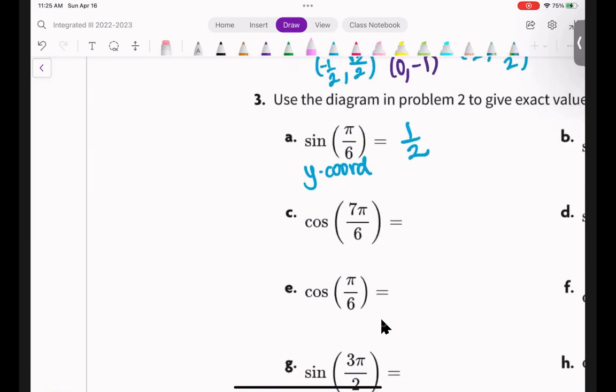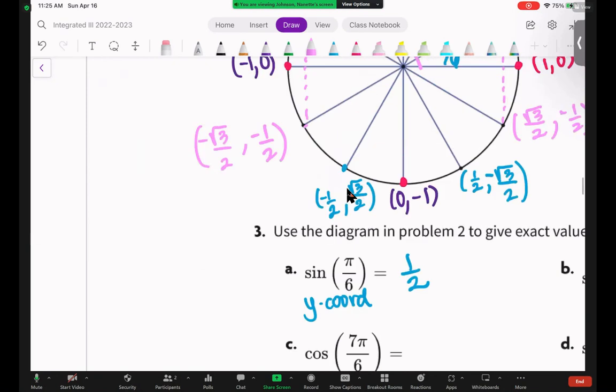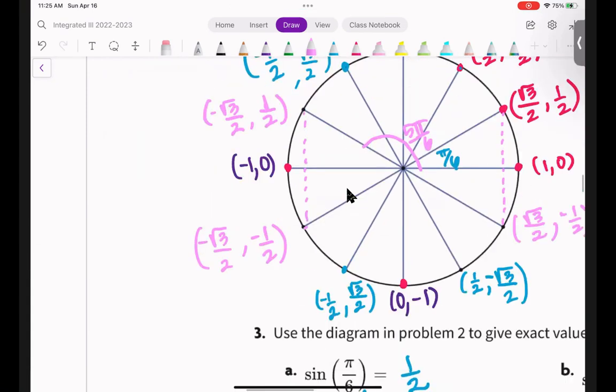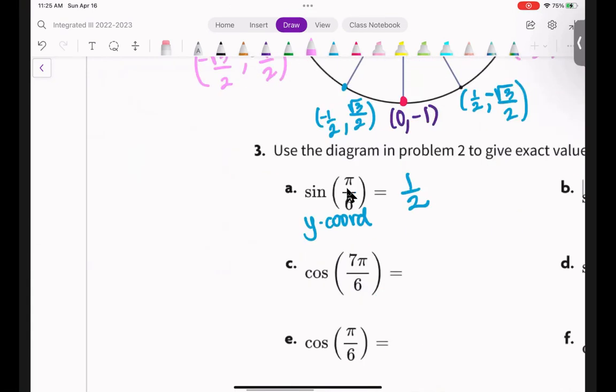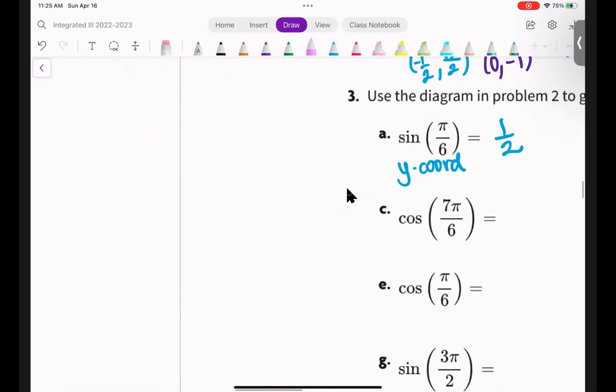So 7 pi over 6. I still am thinking about this thing here, and I'm counting 7 pi's over 6. So this is what it looks like for me. Because this is 6 pi's over 6, it means I have 1 extra pi over 6. So I draw that in there, and I say that this is 7 pi over 6.